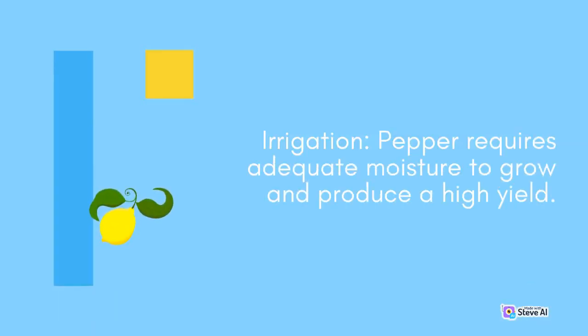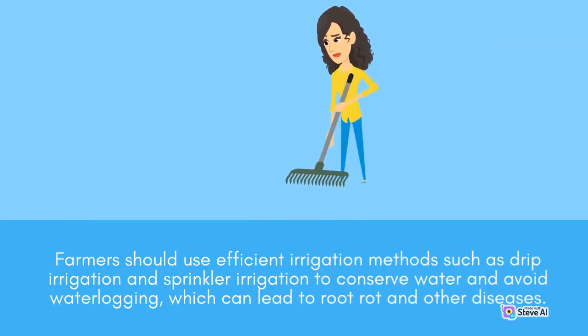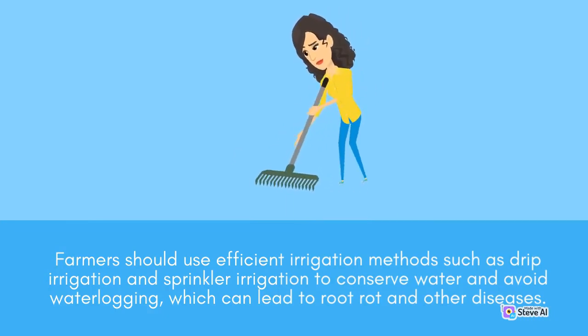Irrigation. Pepper requires adequate moisture to grow and produce a high yield. Farmers should use efficient irrigation methods such as drip irrigation and sprinkler irrigation to conserve water and avoid waterlogging, which can lead to root rot and other diseases.